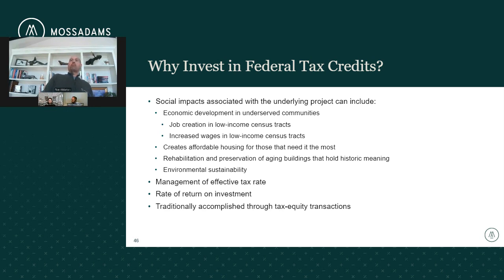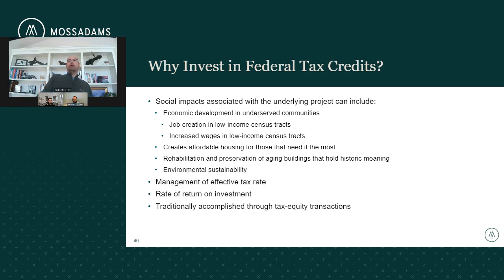And then as it relates to ESG, there's usually social or environmental impacts that go along with these credits. So you see economic development in underserved communities. You can see affordable housing that's created and tax credits generated out of the creation of that affordable housing. And then the historic tax credit focuses on rehabilitation or preservation of aging buildings that hold historic meaning and value. And then finally, as we'll talk a little bit about the IRA and the environmental sustainability and the credits that are generated there as we move through things.